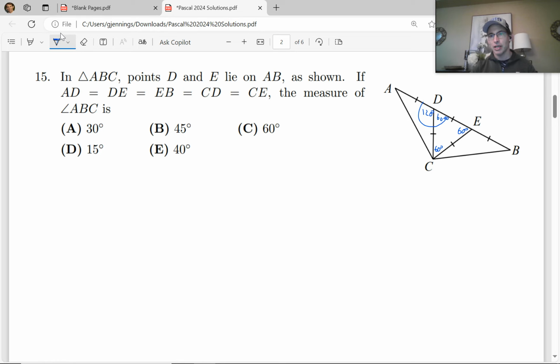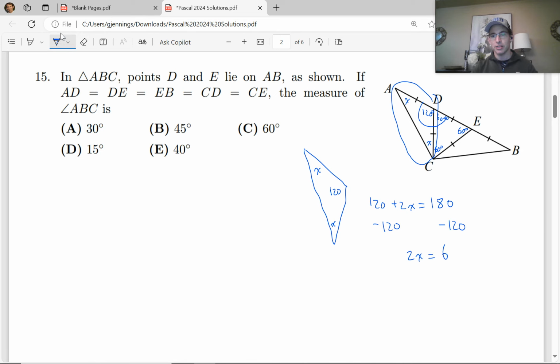If that's 120, well, this here is also an equilateral triangle. I don't know that, and I don't know that, but I do know that they're the same. So triangle ADC looks something like x, x, 120. And so that means 120 plus 2x equals 180. Take away 120 from both sides, please. 2x equals 60. X equals, divide both sides by 2, 30. And that's what we've been asked to find, right? Angle ABC.